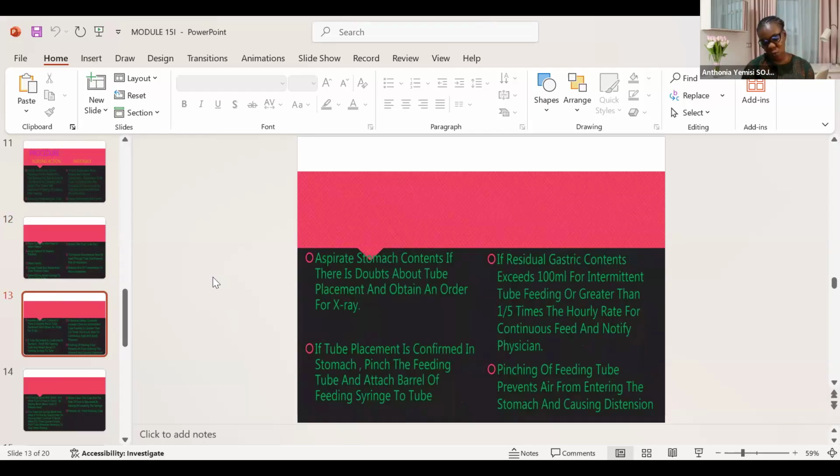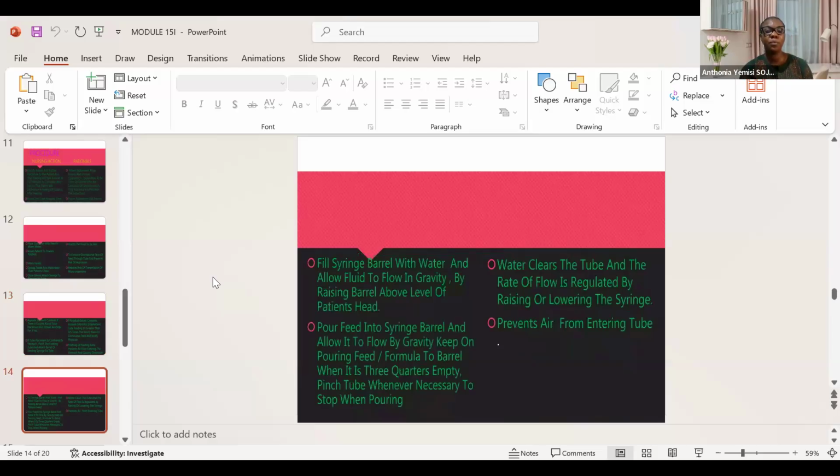Before you start, there's this thing we do, we aspirate. So you take out a bit of content from the stomach to see if there is anything there or if it is empty. And if it's empty, you then place your feeding syringe into the nasogastric tube, and then you begin to pour whatever it is you want to pour into the syringe and wait for it to gradually go down by gravity. There's no pushing it down, it's gravity that will take it down.